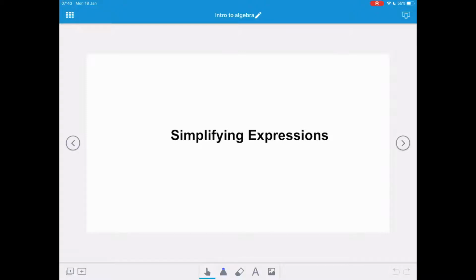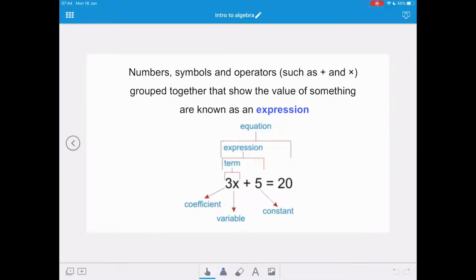In this Introduction to Algebra video, we're going to look at simplifying expressions. So what is an expression? Numbers, symbols and operators, such as addition and multiplication, grouped together that show the value of something are known as an expression. So you can see in this image, 3x plus 5 is our expression, and we know it has a value. If we say what that value is by writing on the equals 20, we form an equation, and we can then solve that, which we'll look at in future videos.